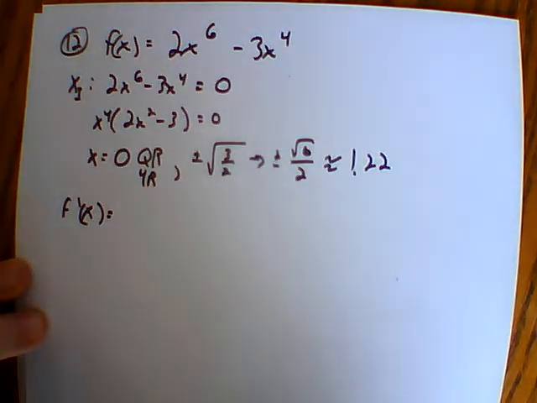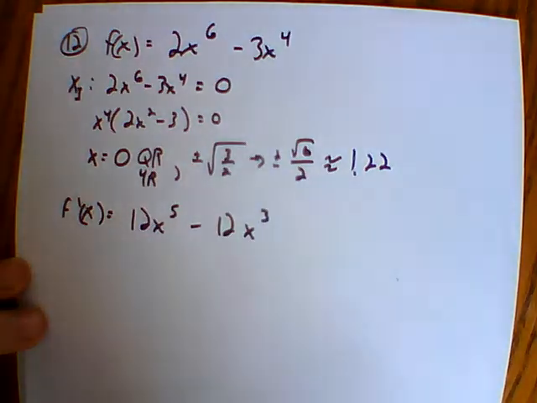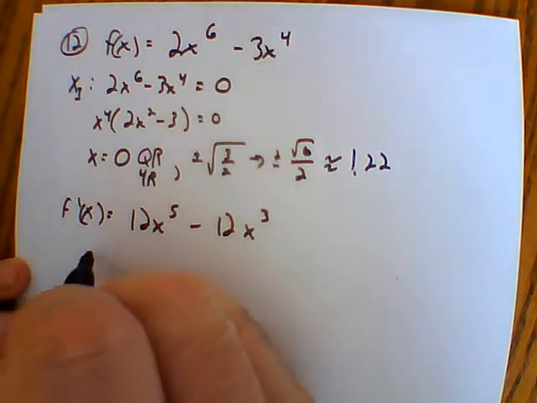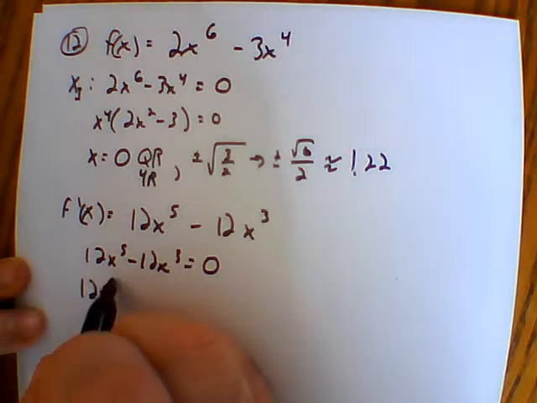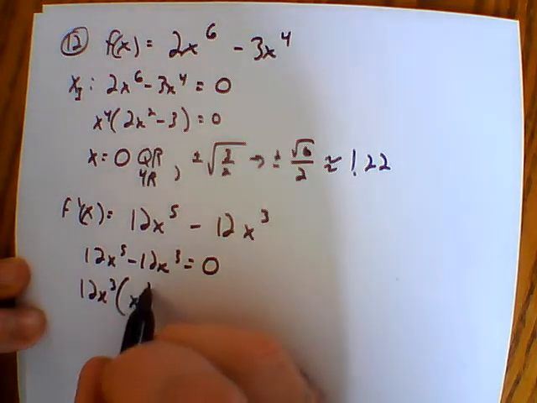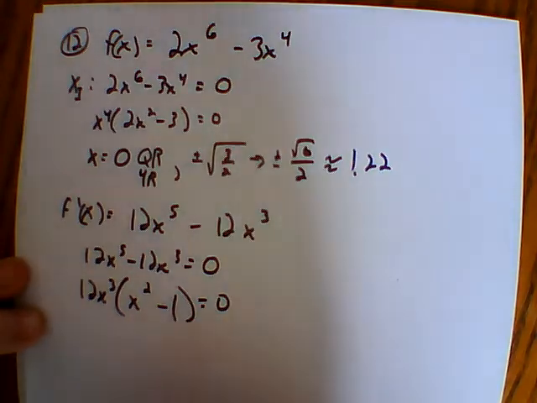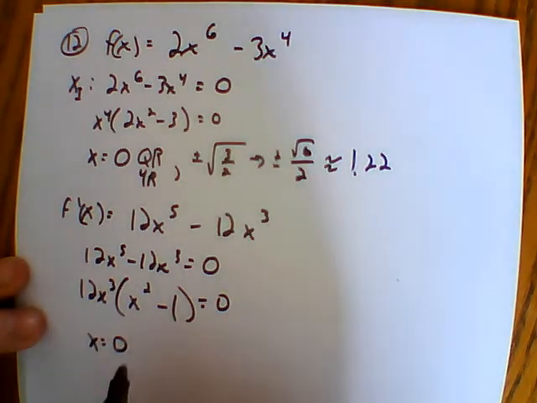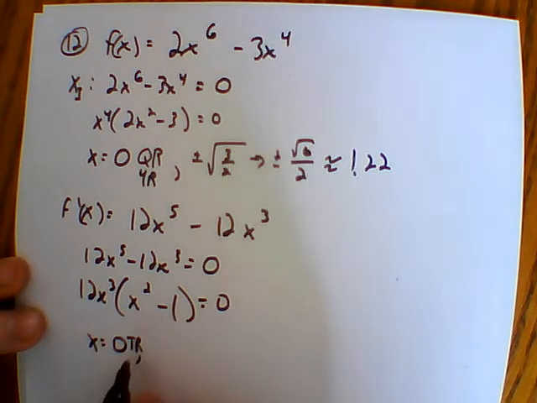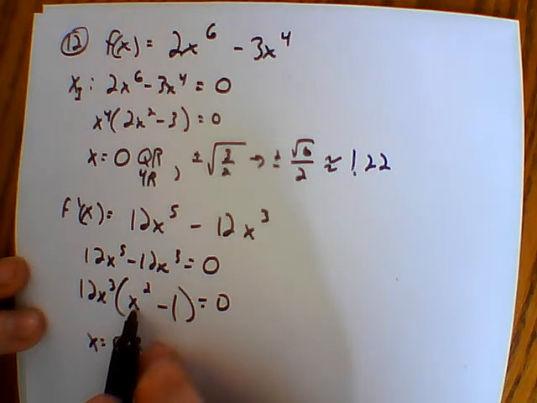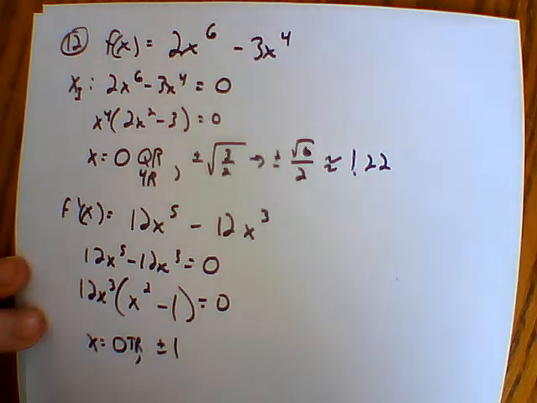If we take our first order derivative here, we have 12x to the 5th minus 12x cubed. Taking this and setting it equal to 0, we can factor out 12x cubed. Factoring out 12x cubed, we get x squared minus 1 left equals 0. So x equals 0, and this would be a triple root, or we would see it 3 times. Then we add 1 over, take the square root, and we get plus or minus 1.